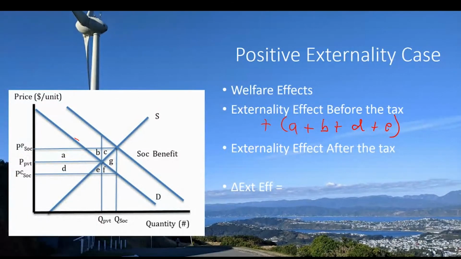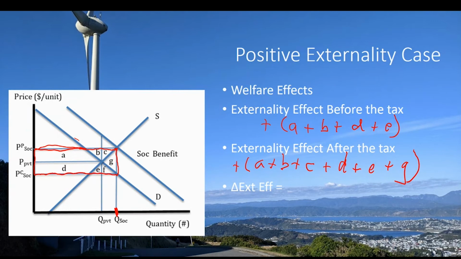All right, now, what are the externality effects after we put the subsidy into place? In this case, the subsidy is going to stimulate production out to Q social. And as a result, the total spillover effects is going to increase to this entire area here. All right, and it's going to be given by A plus B plus C now, plus D plus E plus G.